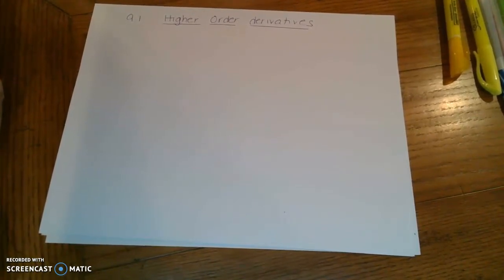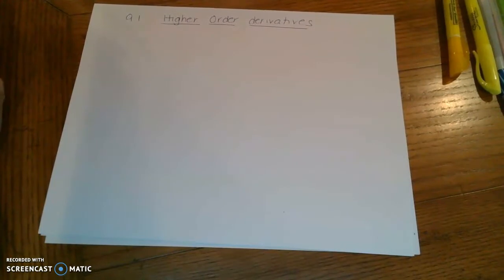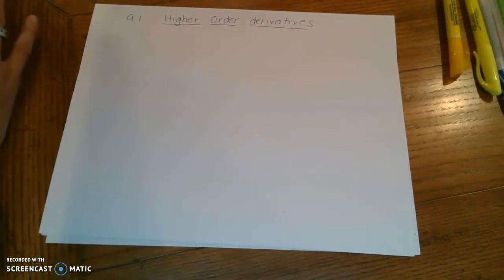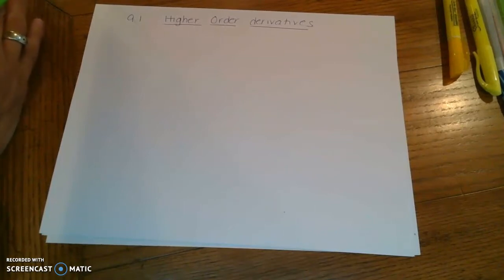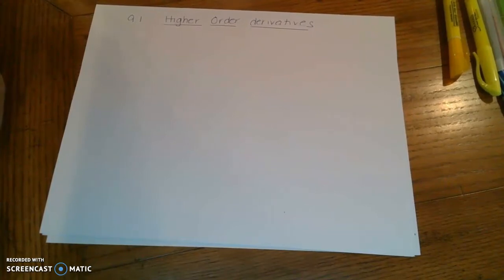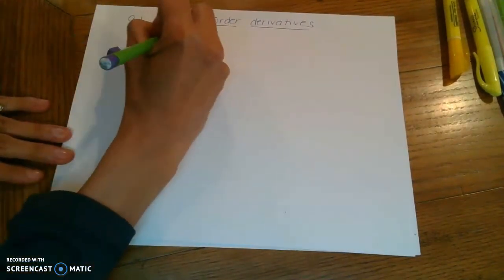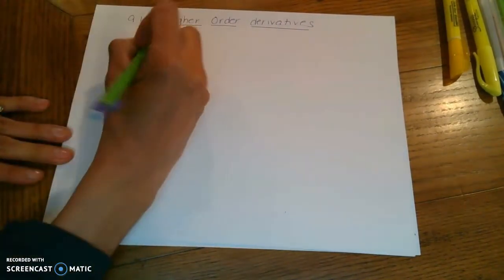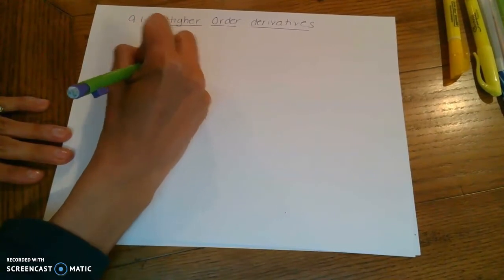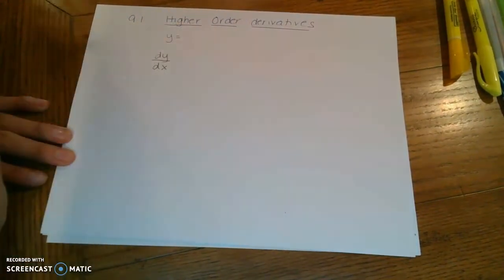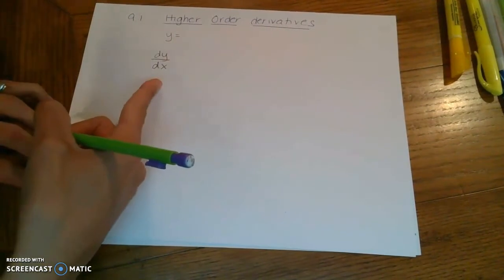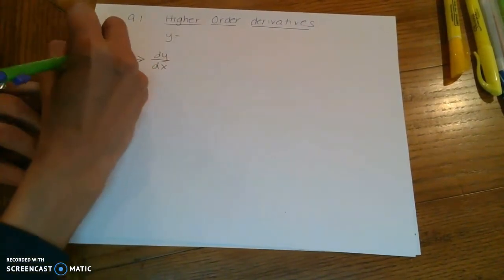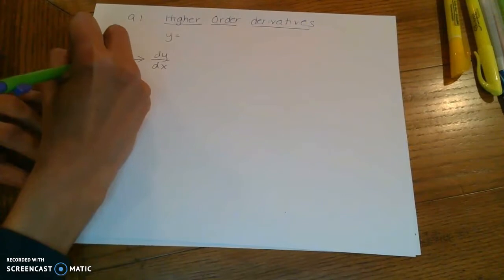Higher order derivatives is exactly what it sounds like. We're literally taking a derivative, which is a rate of change, and then we're going to take another derivative, the derivative of that derivative. That's what higher order derivatives are: when we take an original function, let's call it y, and first take the first derivative, we note it as the derivative of y with respect to x. This is what we call my first derivative.